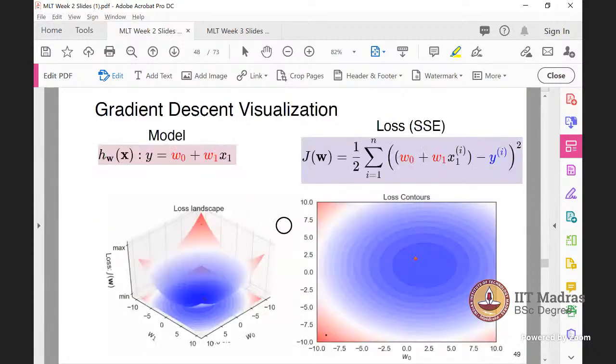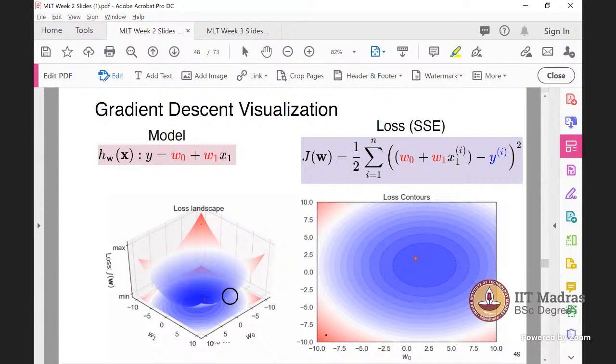Now, what does this loss function look like, and what does gradient descent actually do? This is depicted by these two diagrams. On the right hand side, you will see a contour diagram, and on the left hand side, the 3D diagram. The loss function that we are working with is sum of squared error. It is convex by nature, so you are going to get a bowl-like shape, as depicted on the left hand side. And on the right hand side, the same chart is represented on a 2D contour plot.